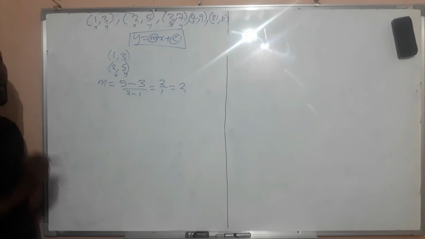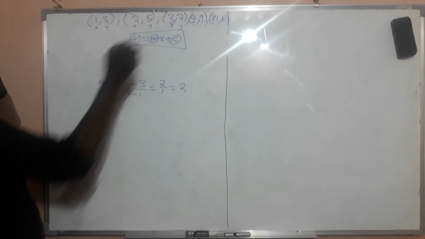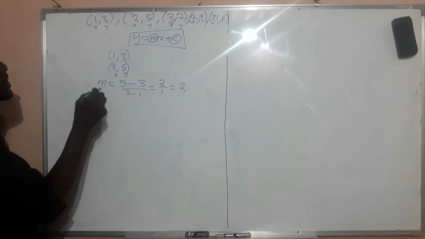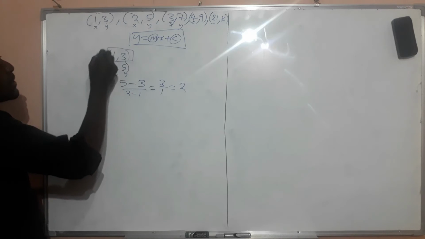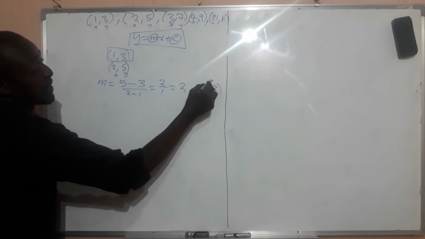So m is 2. And then for you to find the c now, you are going to get any of these points, just one of the points. For example here, I'll get 1, 3. Let's say we put a comma here, 1, 3. So we have x and y.